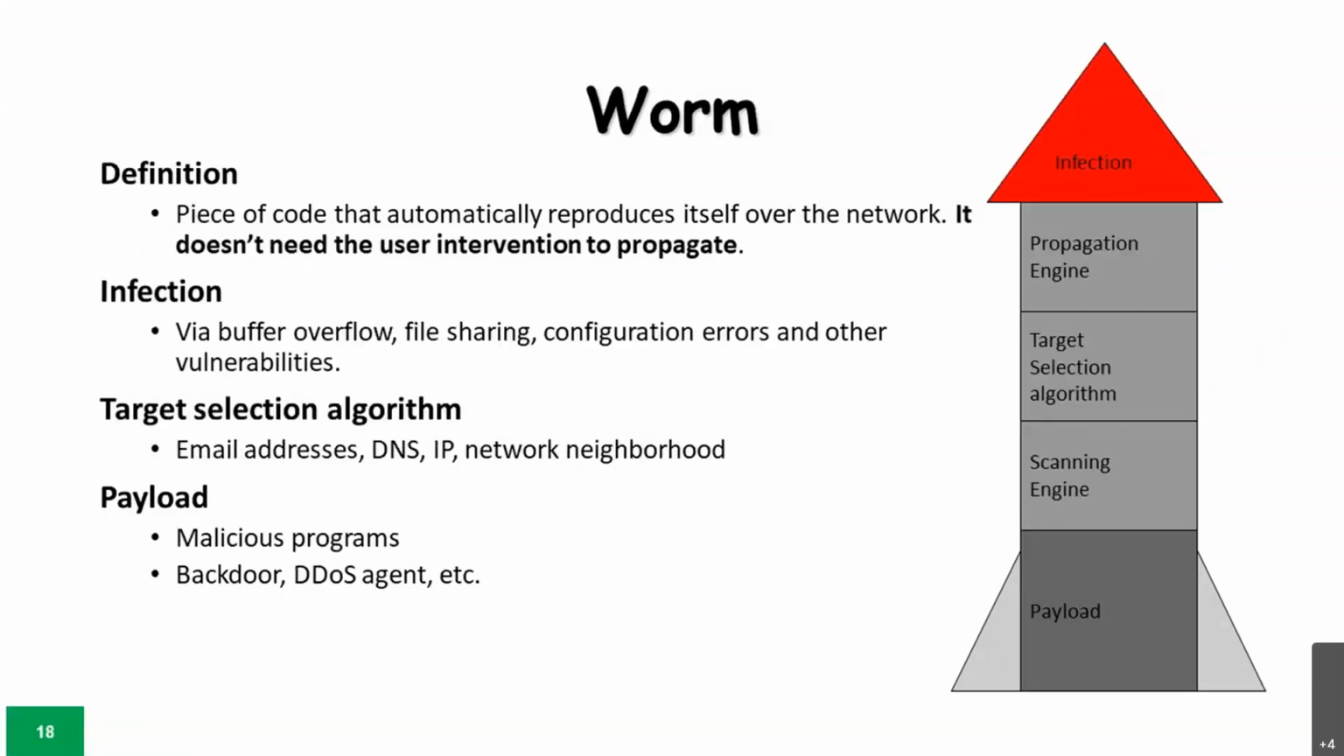Next is worms. As I explained, these are pieces of code. They also reproduce themselves over the network, but they don't need user intervention to propagate. Their carriers or targets by which they are infected are buffer overflow, file sharing, configuration errors, and other vulnerabilities. Email addresses, DNS, IP, network, and neighborhood. These are the selection algorithms for the worms.